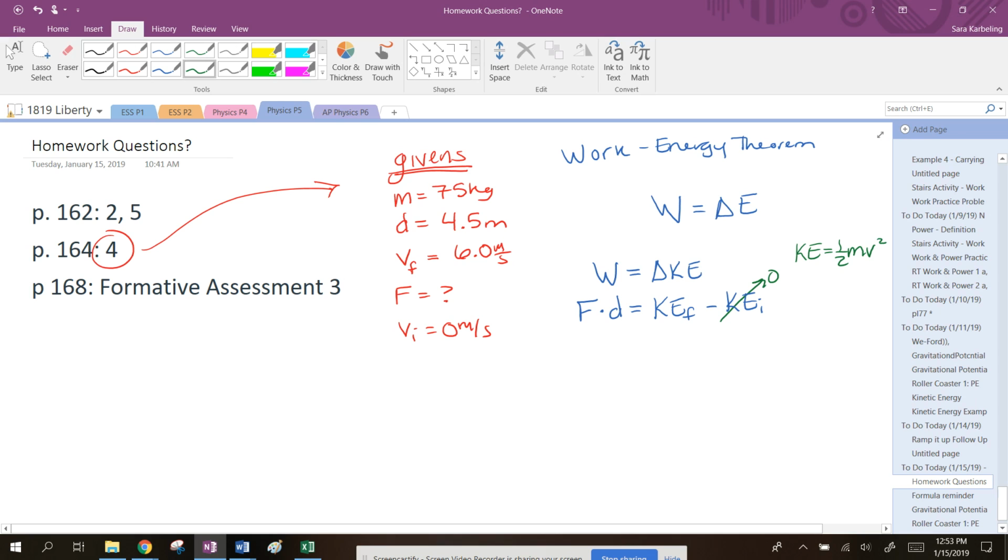And now I'm getting to something that's going to get me where I need to go, I think. So now I've got force times distance is equal to 1/2 m v final squared. And now I think that everything in my expression here, I have in my givens list. Do you see that? So we got d, m, v. I'm looking for force. Okay.